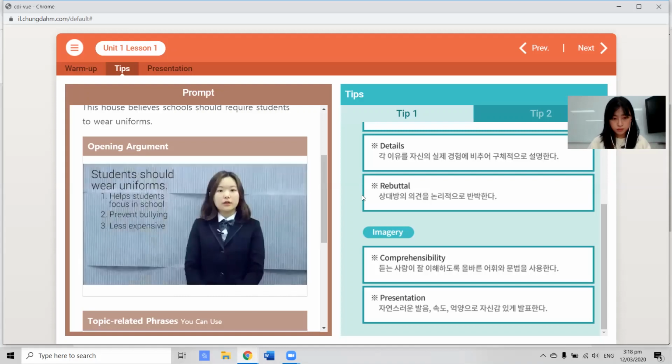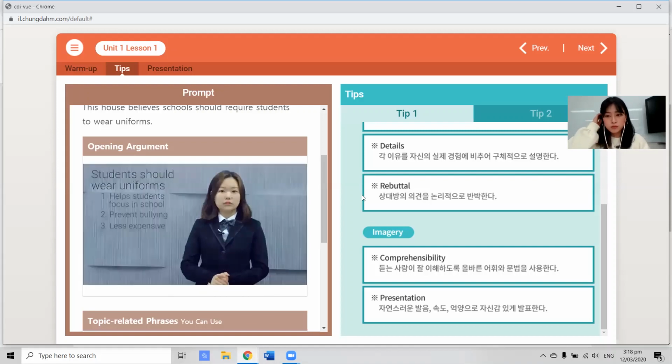In conclusion, we have proven beyond a reasonable doubt that students should wear uniforms in school.